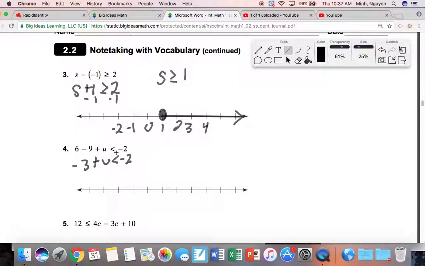This is the dividing line that creates the barrier of where my left and right sides of the inequality are. Plus 3, plus 3. U is less than 1. So what does that look like? 1, 2, 3, 4, 0, negative 1, negative 2. U is less than 1. That will be an empty circle. 0 is less than 1, so we could just go off to the left.